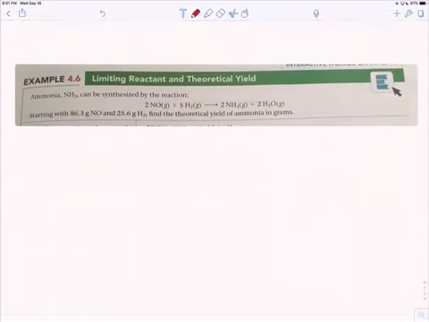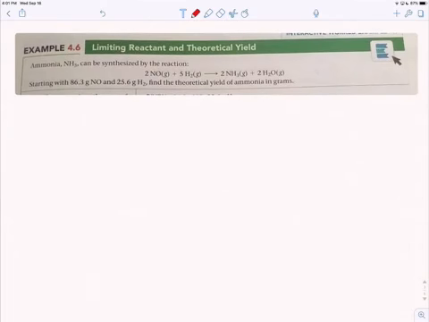Okay, the next thing we're going to do is talk about limiting reagent and theoretical yield. So what is the theoretical yield? It's the most that you can get, the most you could possibly get from something. And this says ammonia can be made by this reaction: 2NO plus 5H2 makes 2 NH3 and 2 H2O. Starting with 86.3 grams of nitrogen monoxide and 25.6 grams of hydrogen, what is the theoretical yield? Let me write this and you can see it a little better, and I'll zoom in on it.